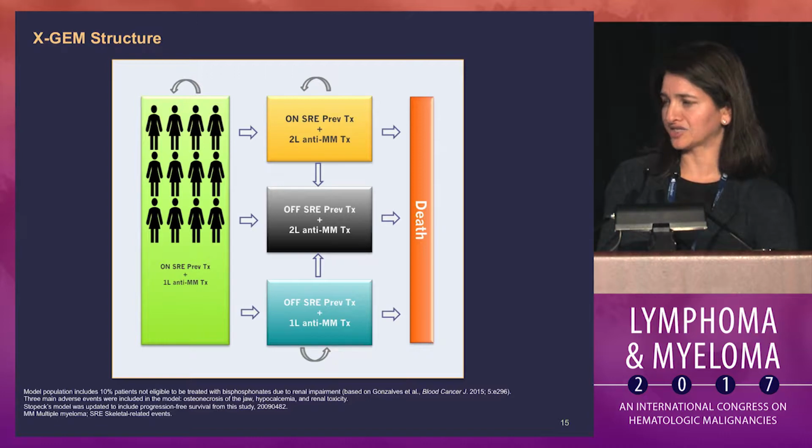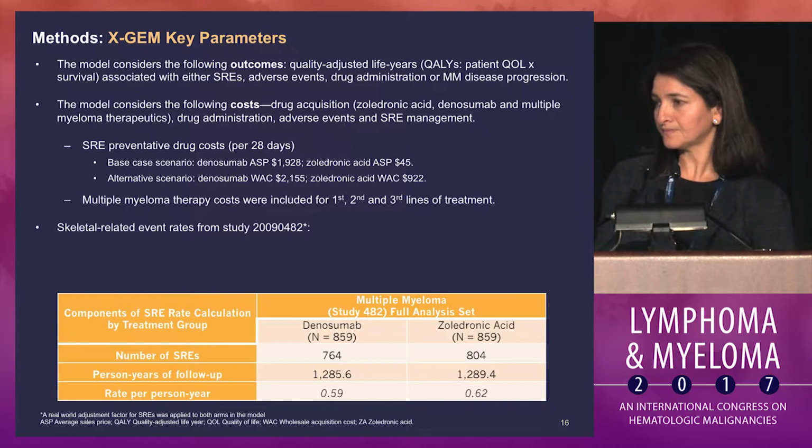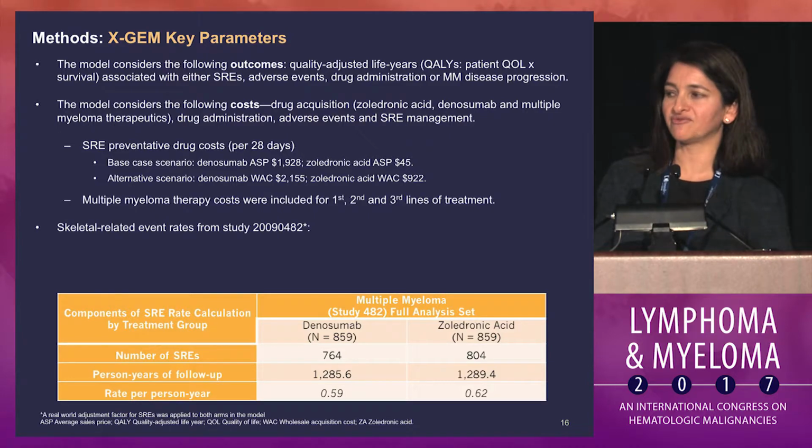They could have had an SRE, or come off treatment and continued on a second-line treatment, or gone beyond, and we followed these patients up until death. This model obviously considers the following outcomes. We looked at QALY, or quality-adjusted life years, in these patients associated with either SREs, adverse events, drug administration, or the multiple myeloma disease progression in itself.